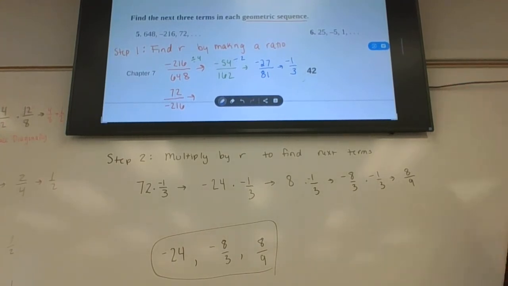Go ahead and do number 6. Find the next 3 terms. You're gonna have to use those fraction skills. I'll give you guys some time to talk about it and work it out together.